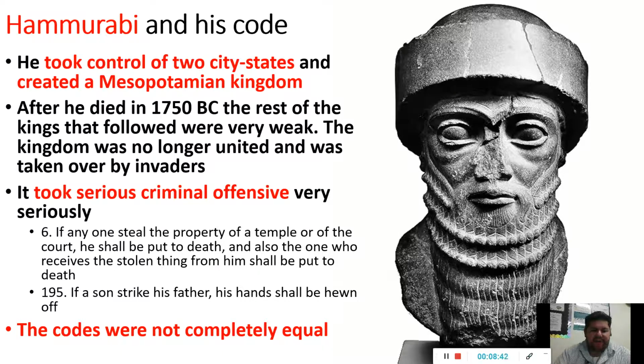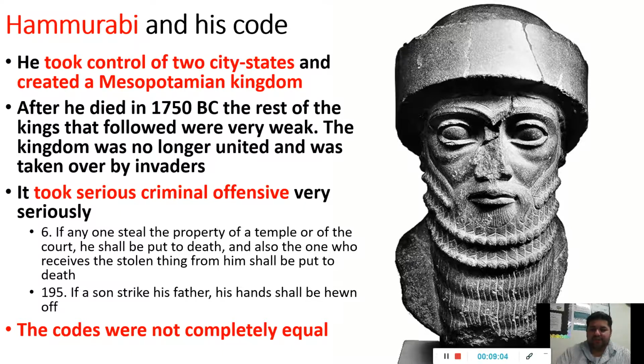Rule 195: if a son strikes his father, so in other words, son hits his dad, his hand shall be basically sawed off. So whatever hand you slapped or hit your dad with, they would cut that hand off. Now the thing is, the codes were not completely equal.